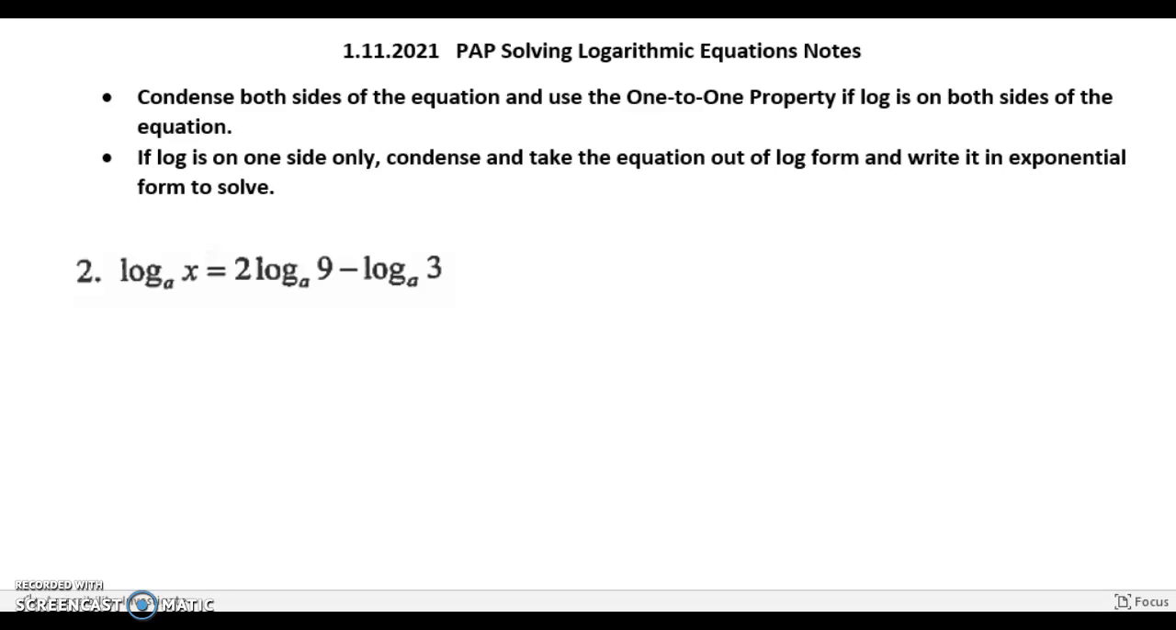Hi guys, at the beginning of the week last week we worked on solving exponential equations. This week we're going to work on solving logarithmic equations.